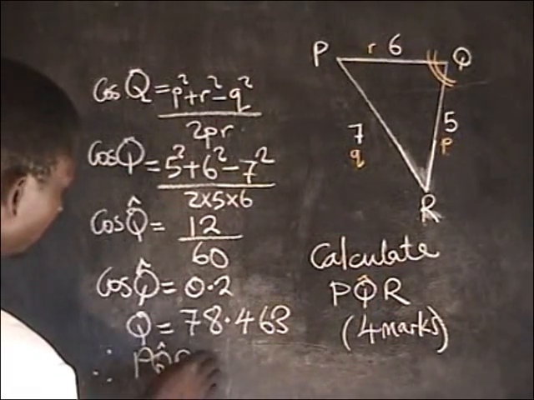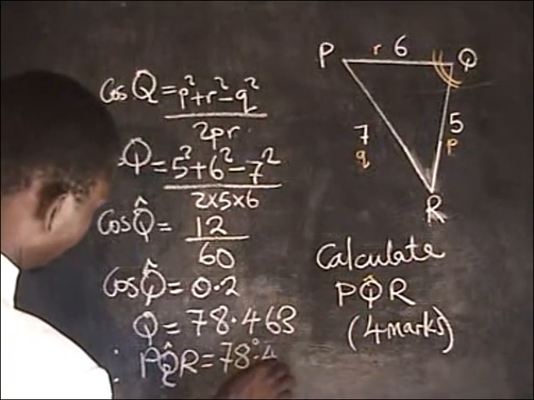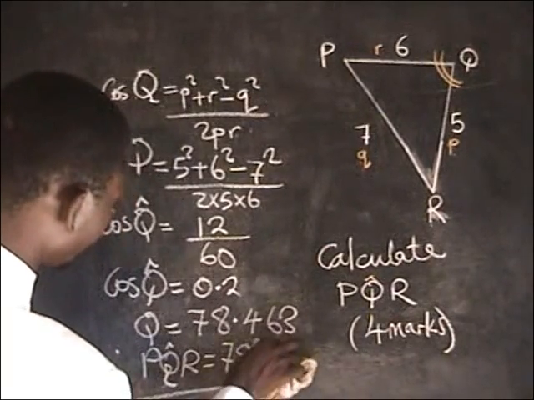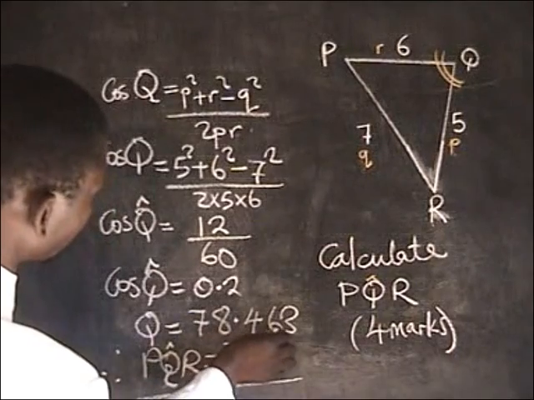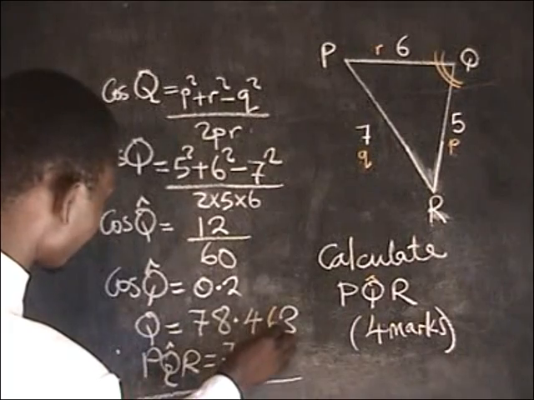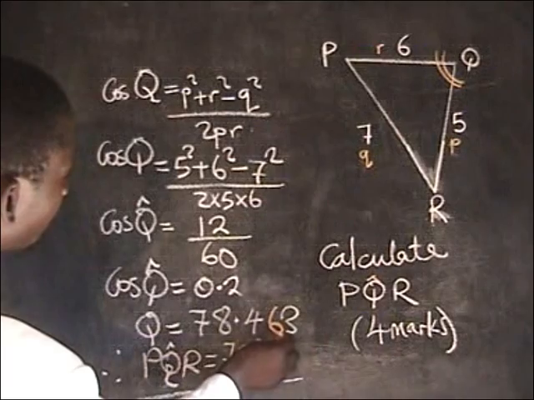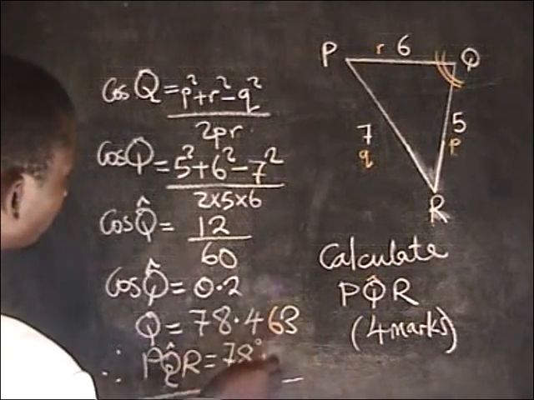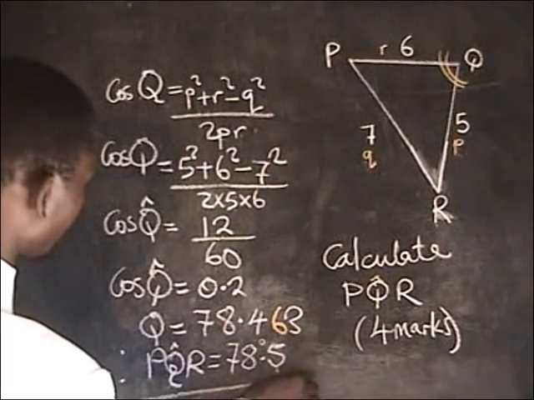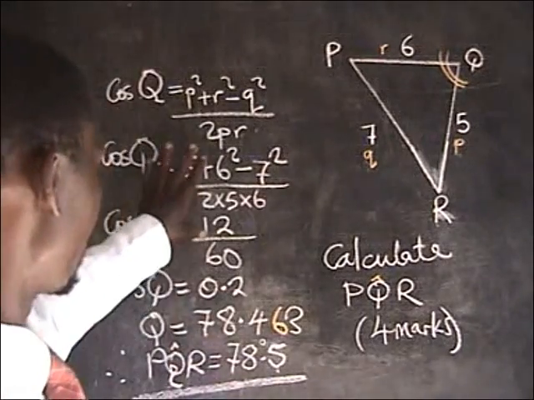So this goes as, therefore, angle PQR equals 78 degrees 0.4. Not 0.4, 0.5. Why 0.5? Look at this, 78.46. The 6 must be discarded. Since I'm writing this to 1 decimal place, any number which is 5 or above must be rounded off. So I get 1 and add to 4. So this is 78.5 degrees. I'm sure that is understood. That is how to get the angle.